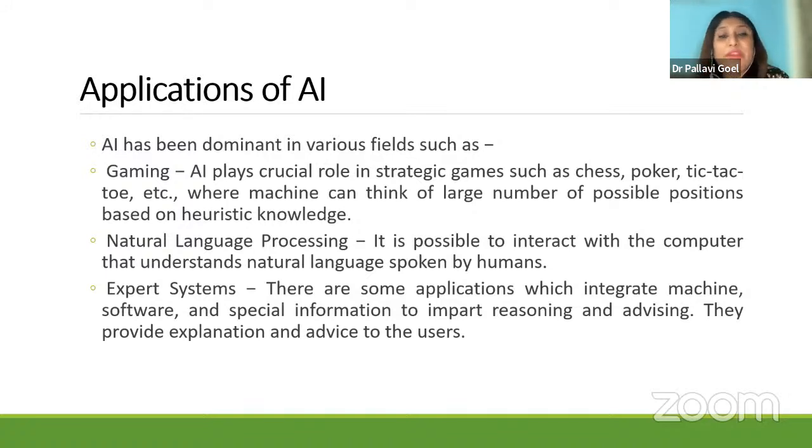AI is dominant in various fields such as gaming, natural language processing, and expert systems. AI plays a crucial role in strategic games. We are seeing lots of games. Every time we see people of age groups from 5 to 50 or 60 years keep using AI applications as a gaming form. They are playing virtually and earning lots of coins, gifts, and awards online. So there is a large number of possible positions based on heuristic knowledge.